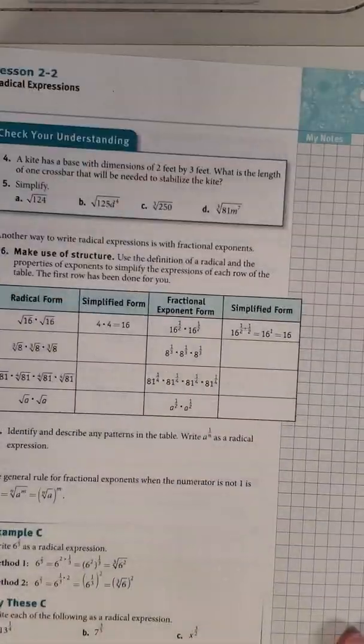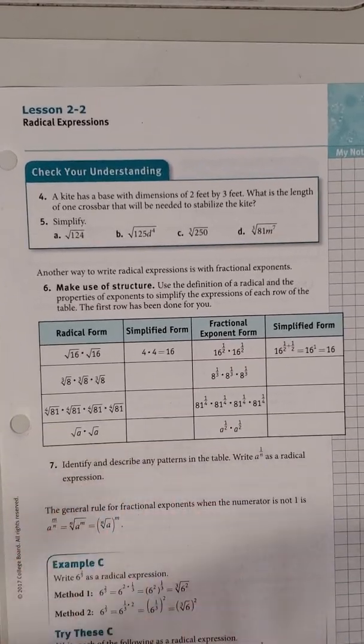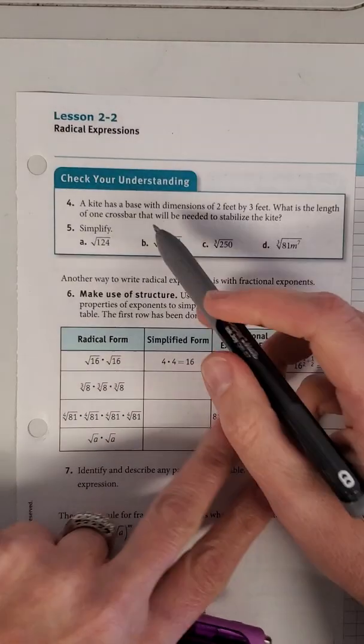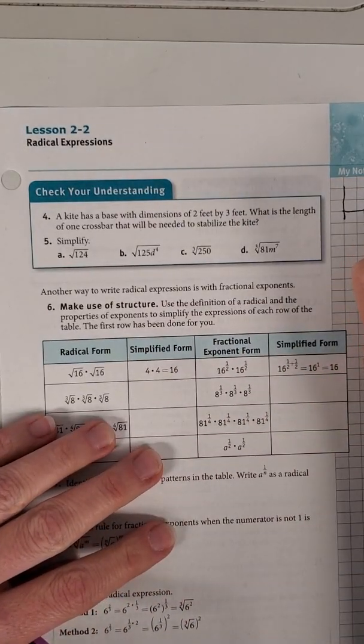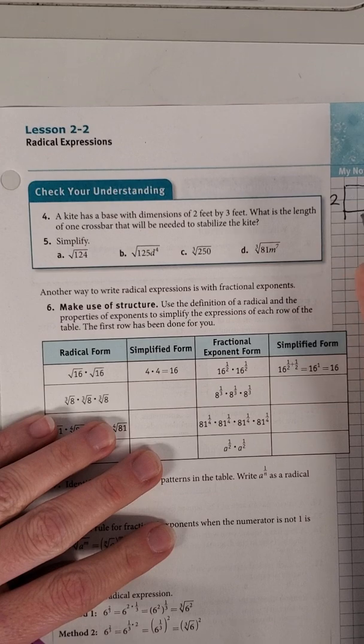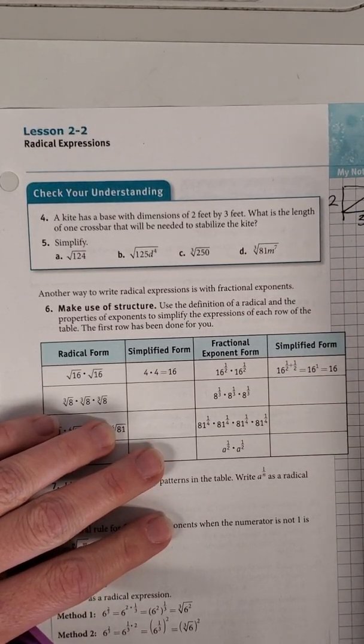All right, let's go on to page 25, the check your understanding. So you should, again, pause here, try the check your understanding, and see if you get them correct. It says a kite has a base with a dimension of 2 by 3 feet. What is the length of one crossbar needed to stabilize the kite?